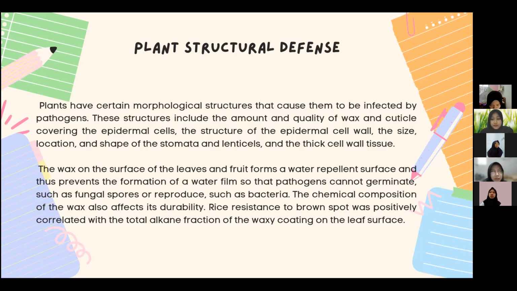These structures include the amount and quality of wax and cuticle covering the epidermal cells, the structure of the epidermal cell wall, the size, location, and shape of the stomata and lenticels, and the thick cell wall tissue. The wax on the surface of the leaves and fruit forms a water-repellent surface and thus prevents the formation of a water film so that pathogens cannot germinate, such as fungal spores, or reproduce, such as bacteria.